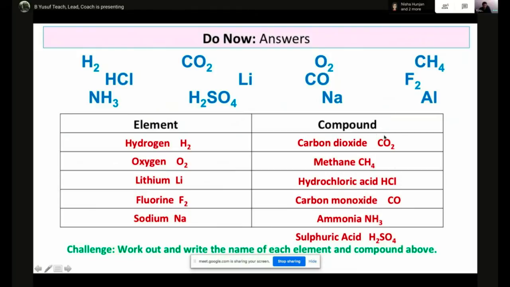Is there anything that you noticed about the compounds and how they might look different to these elements listed here? Whether the elements have got a small number next to them or not. It's the case with lithium and sodium.